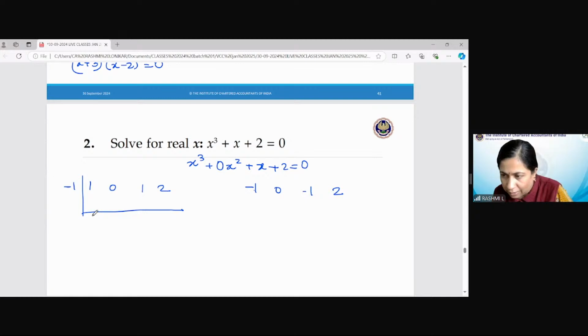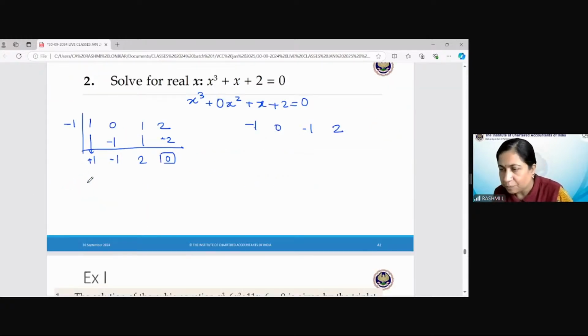So 1, I carry it down like this itself. So this is -1. Sorry, +1. -1 into +1 is -1. 0 plus -1 is -1. -1 into -1 is +1. 1 plus 1 is 2. -1 plus 2, answer is -2. 2 minus 2, I get a 0. So -1 is a factor.